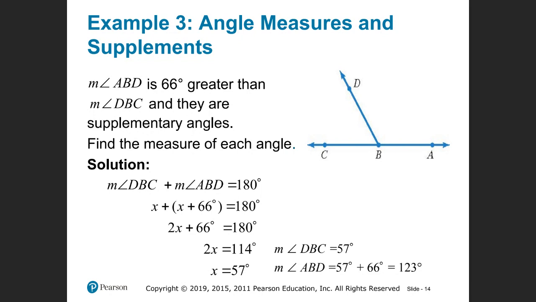But the problem asks us to find the measure of each angle. So we know that angle ABD is 66 degrees greater than angle DBC, which makes it 123 degrees. You can add the two together and find that their sum is 180, which would be correct.